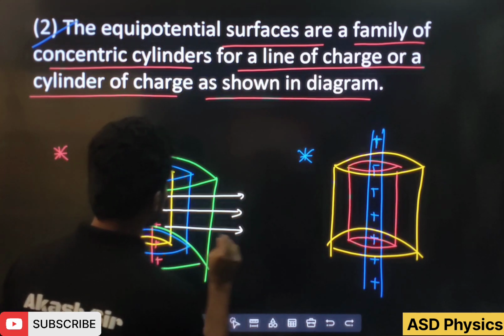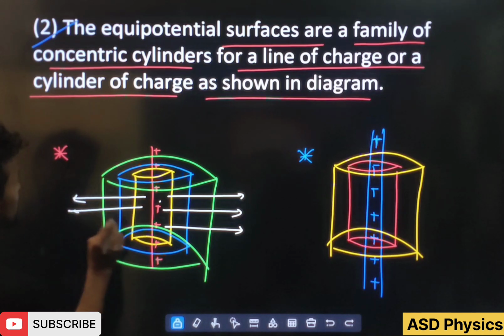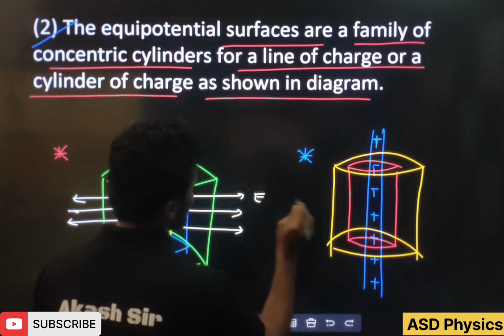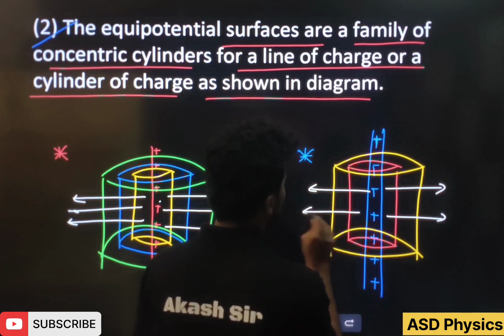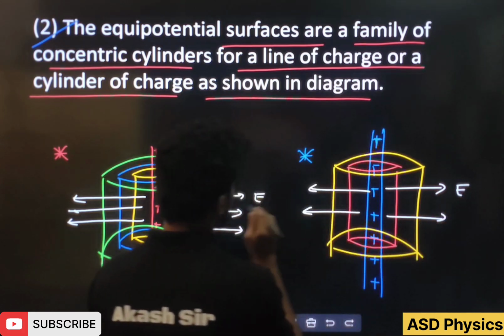Okay. So here also what will happen is that they will make how much angle? They will make an angle of 90 degrees here. This is the electric field. This side also we can draw actually. See here, 90 degrees there. This is the equipotential surface, and this is the electric field.